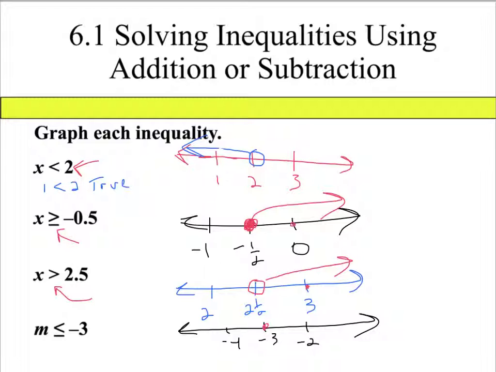And am I going to be shading to the left or to the right? Well, which one's less? Negative 4, negative 2. Negative 4 is less than negative 3, so I shade to the left.